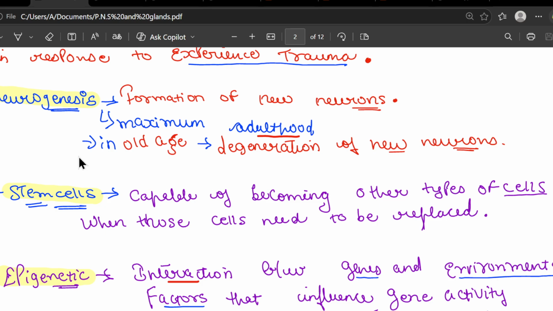When he was in his 30s, he used to function very well, his maths was very good. But now because he's old, there is no formation of new neurons. The formation almost stops after your 30s, or even if there is a formation, it's not a lot. The maximum formation is in adulthood.